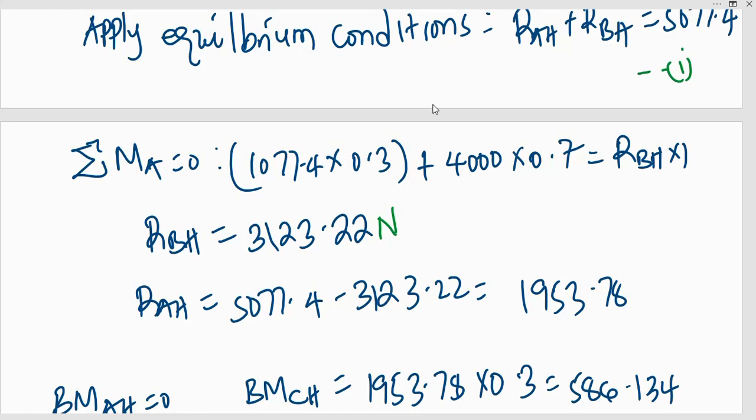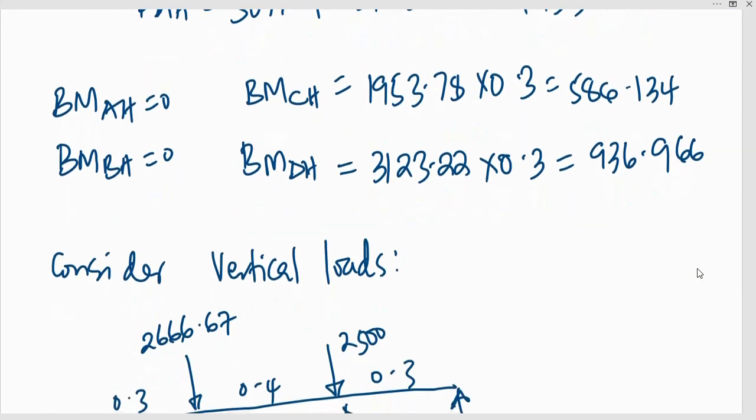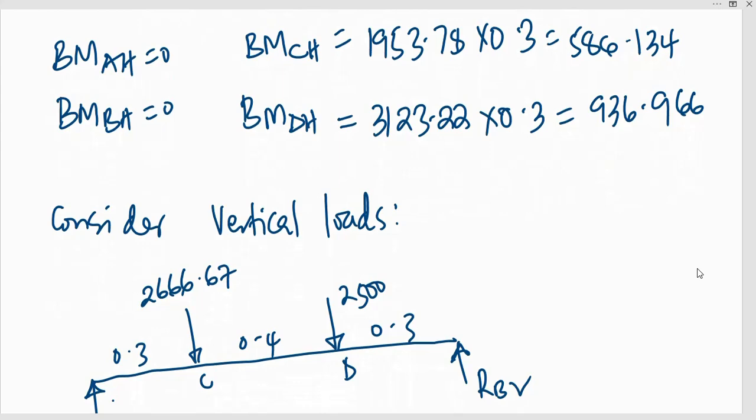If I use equation 1, I'm able to get RAH, which will be 5077.4 minus 3123.22, and this gives us 1953.78 newtons. Okay, we proceed and we have to determine now the bending moment in the horizontal direction.